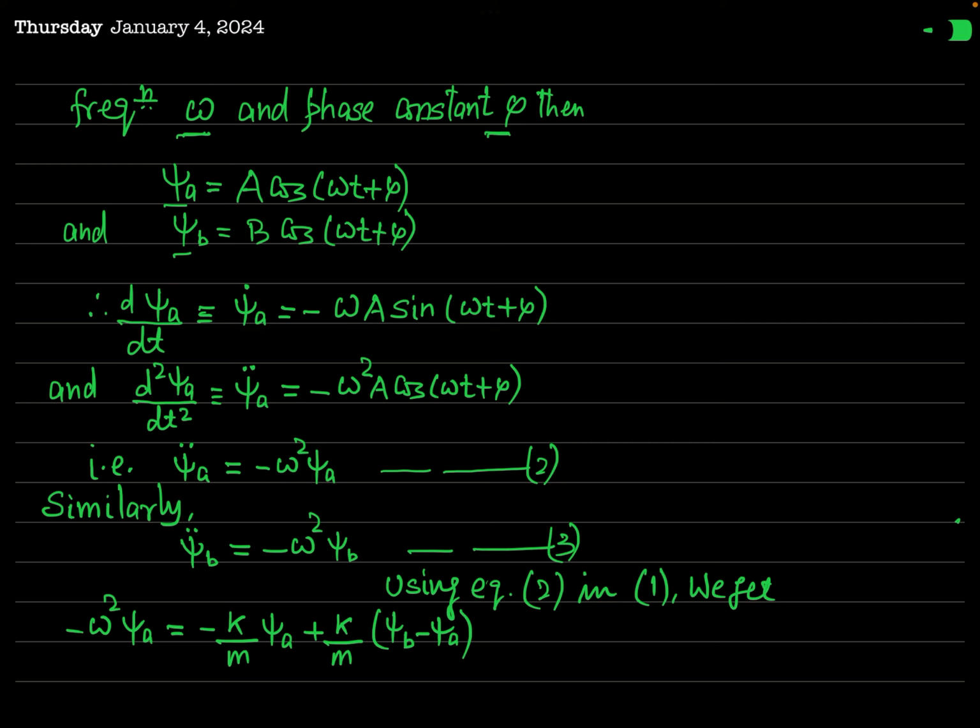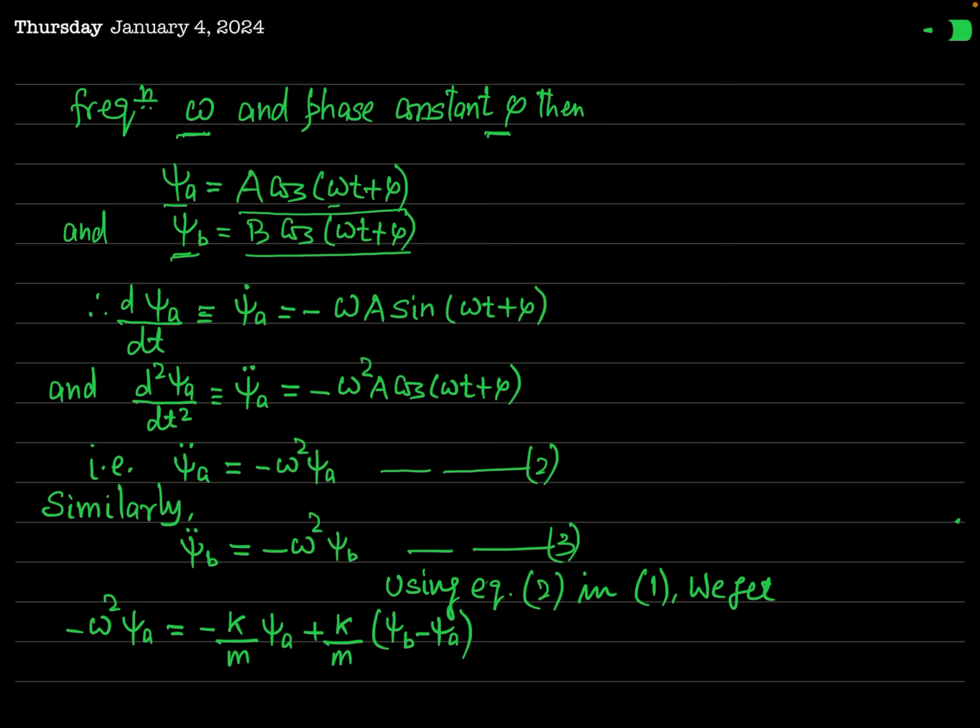Okay, so you can write ψA equals A cos(ωt plus φ). Here A is the amplitude of oscillation. Similarly, ψB equals B cos(ωt plus φ). Since A and B are both moving parts of the system, in a particular mode both will have the same frequency omega and the same phase constant phi. But the amplitudes A and B may be equal or different. It depends on the mode of vibration.